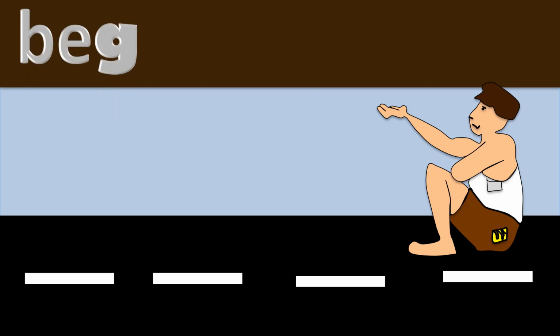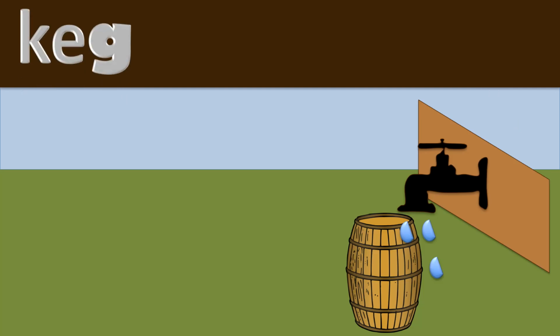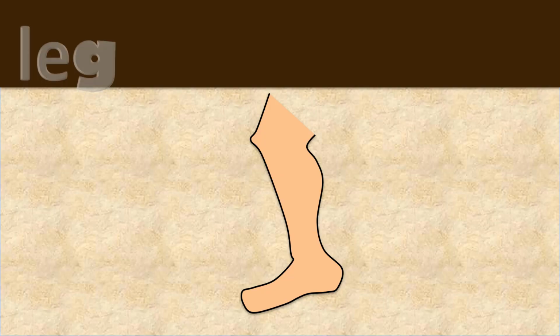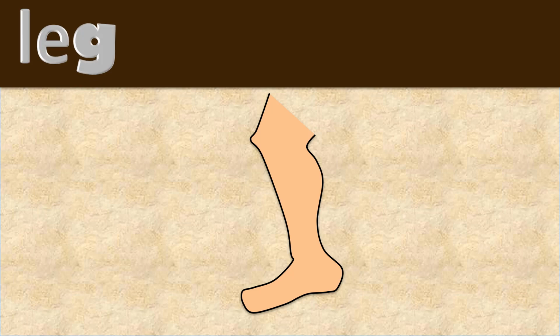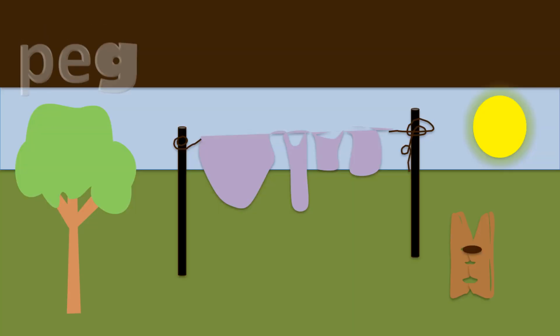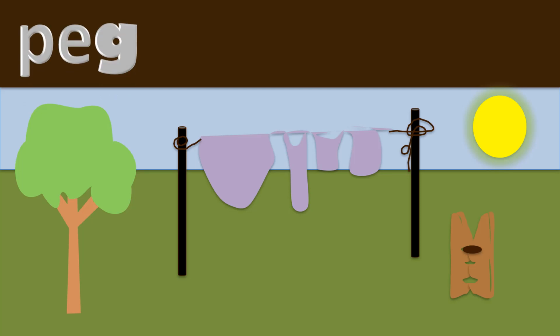Beg. It spells as B-E-G. Beg. Keg. It spells as K-E-G. Keg. Leg. It spells as L-E-G. Leg. Peg. It spells as P-E-G. Peg.